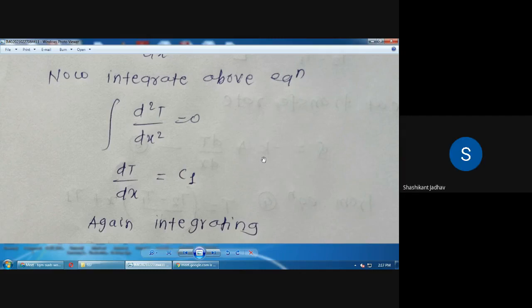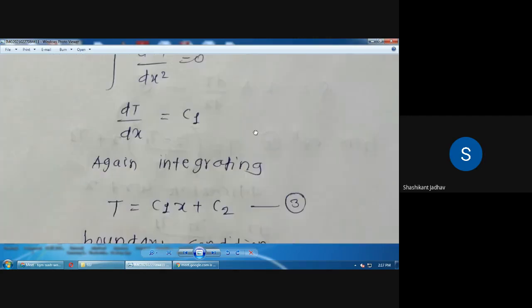Correct. Again a constant is there because we are taking the integration of dT by dx. So integration of dT by dx means the derivative will be cancelled, and T is there. T is equal to what is the integration of c1? C1, because dx is going to the right hand side. So C1x is there, and we have to take the constant again. So T is equal to c1x plus c2. Write down T is equal to c1x plus c2, and that is equation number 3.